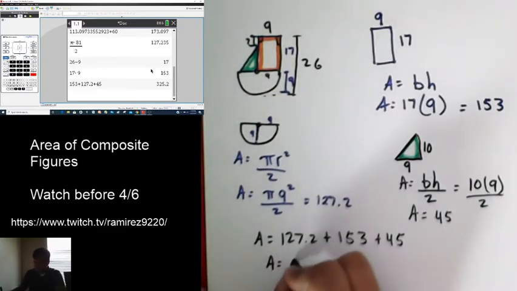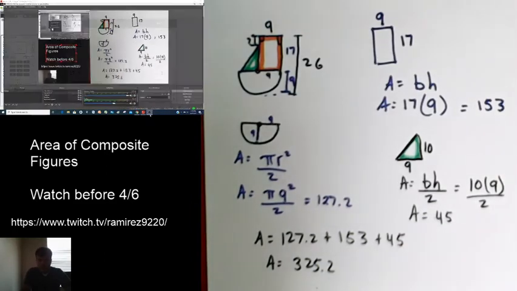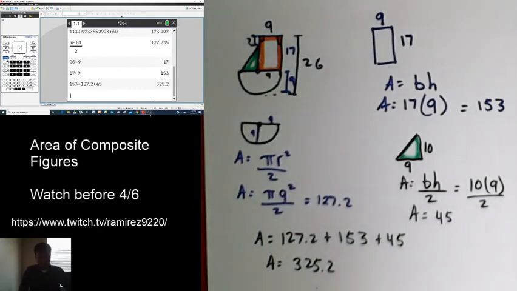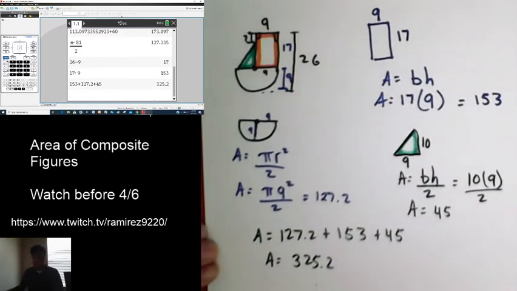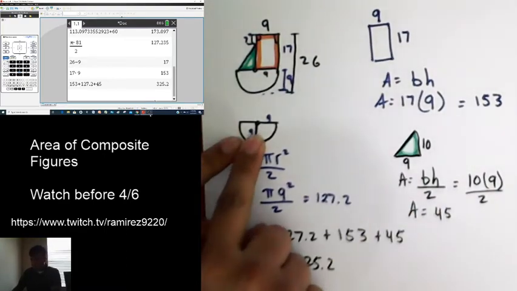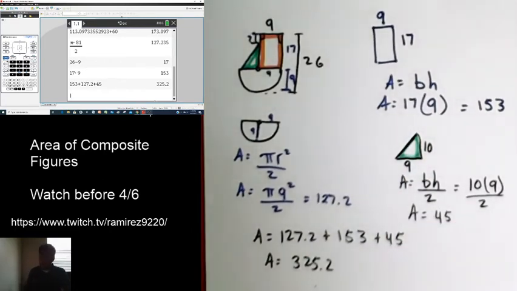So my final area is 325.2. These problems, guys, again, they're not going to be hard, but when we're doing the composites, they are a little bit longer, just because you have to think of the different shapes that we're dealing with. Again, the three shapes, the work I had to do to find the individual areas, and then I just combined them. So again, very important you understand how to use the area formulas for the basic shapes.